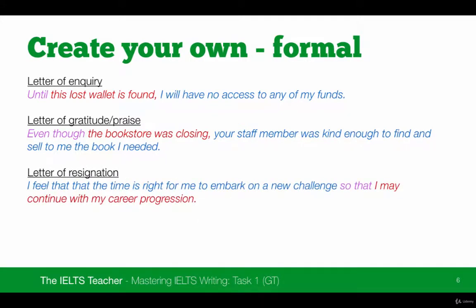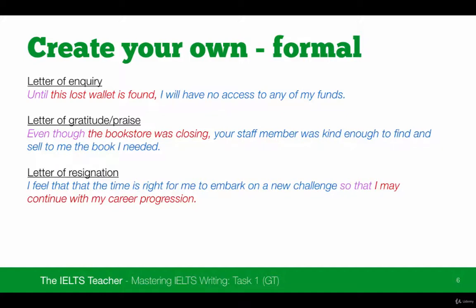I feel that the time is right for me to embark on a new challenge so that I may continue with my career progression. Okay, notice that we changed the order here. You don't necessarily need to start with the subordinating conjunction. Sometimes it will feel necessary to do so, but sometimes it's okay to put it at the end of the sentence as well. This sentence can work in either order. You could start with so that I may continue with my career progression, I feel that the time is right for me to embark on a new challenge. So either or here, but notice that again, we have that independent clause and a dependent clause introduced by a subordinating conjunction.